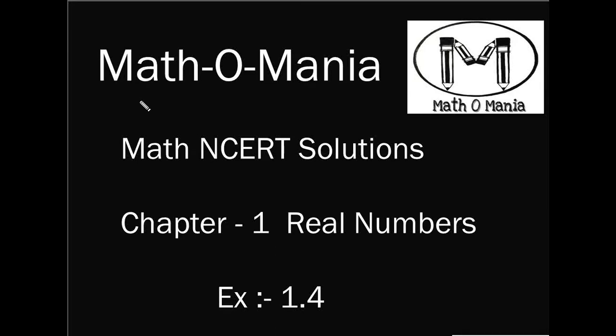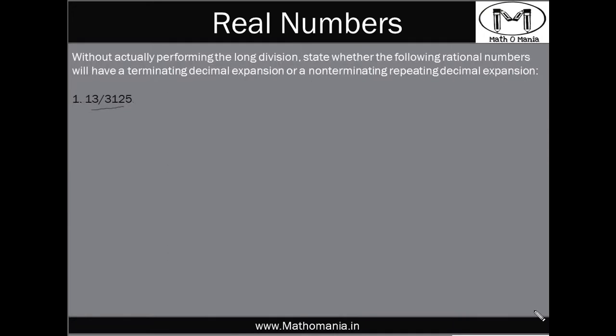Now exercise 1.4 of chapter first, real numbers. First question of this exercise: without actually performing the long division method, state whether the following rational number will have a terminating decimal expansion or a non-terminating repeating decimal expansion. Basically, we need to check whether the given expansion will terminate or not, right? So, how can we check it without actually doing the calculation?